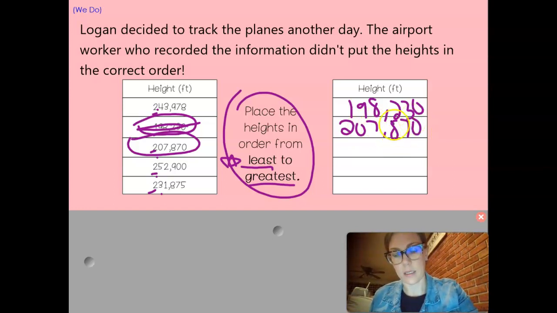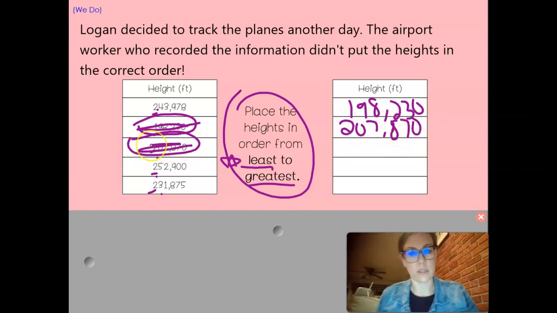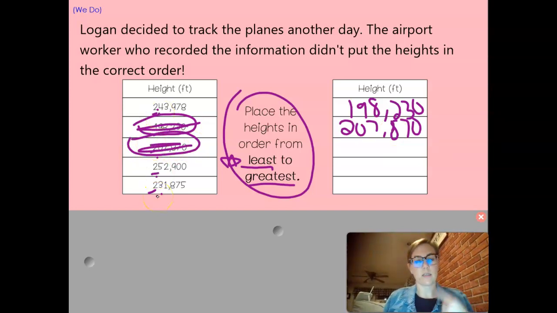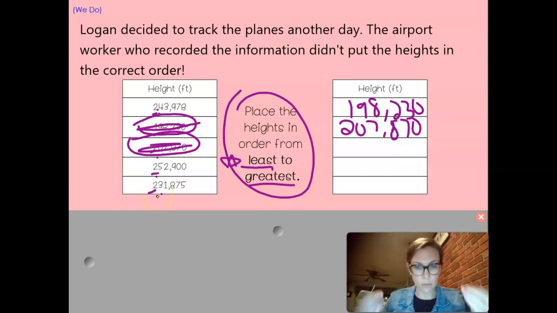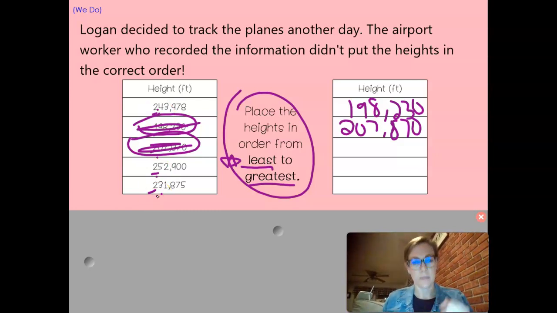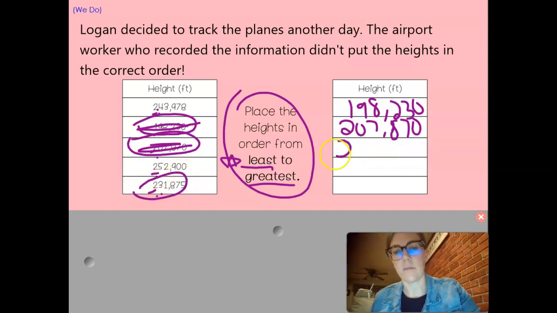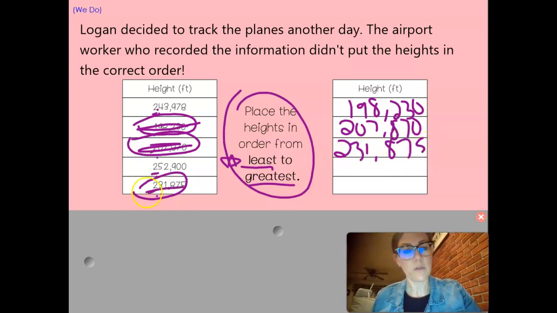207,870. Awesome. We're going to cross it out since we used it. Again, we're looking at the second digit. We have a 4, a 5, and a 3. What would be next? 4, 5, or 3? For smallest, we're going least to greatest. That's right, the 3. Now we're going to write this number, 231,875.